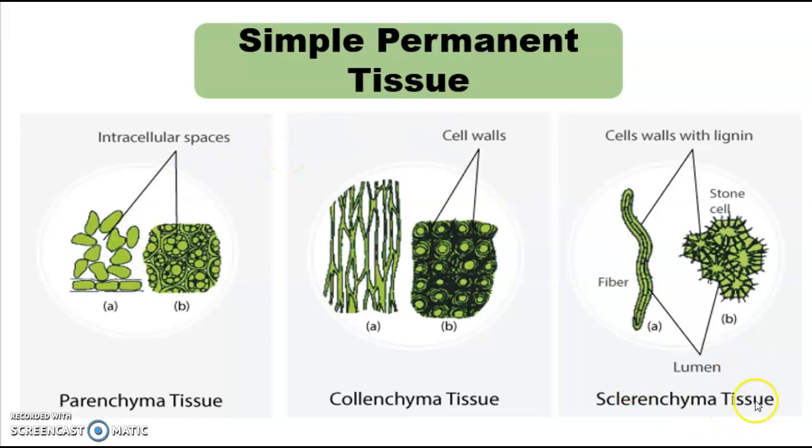And third one is sclerenchymal tissue. Sclerenchymal tissue is dead in nature. It is very hard and stiff. For example, coconut husk.